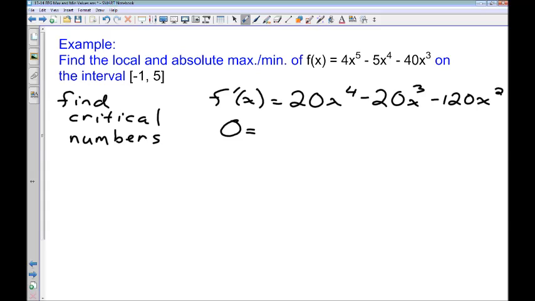Set this equal to 0, and now we want to factor. So we can factor out the 20, leaving us with x to the power 4 minus x cubed minus 6x squared. We can factor out the x squared, absolutely.